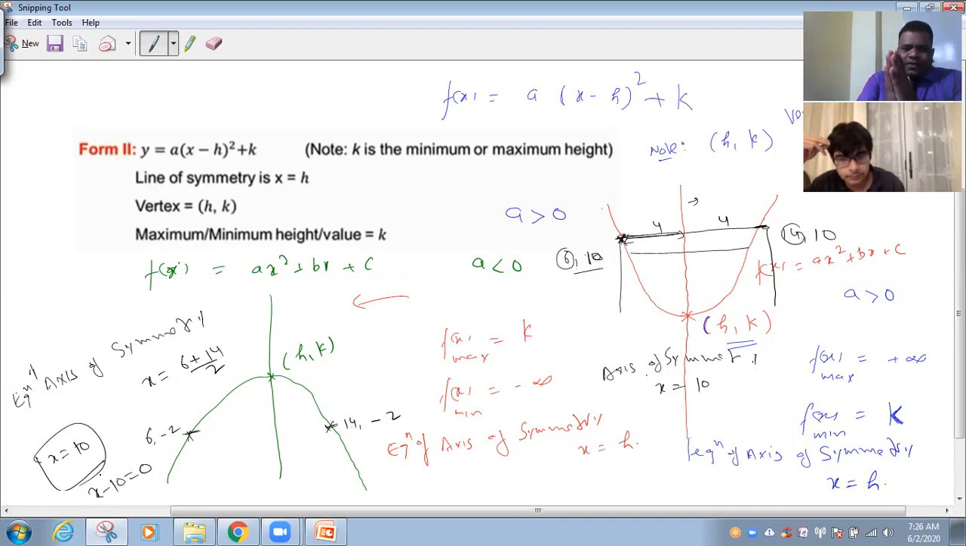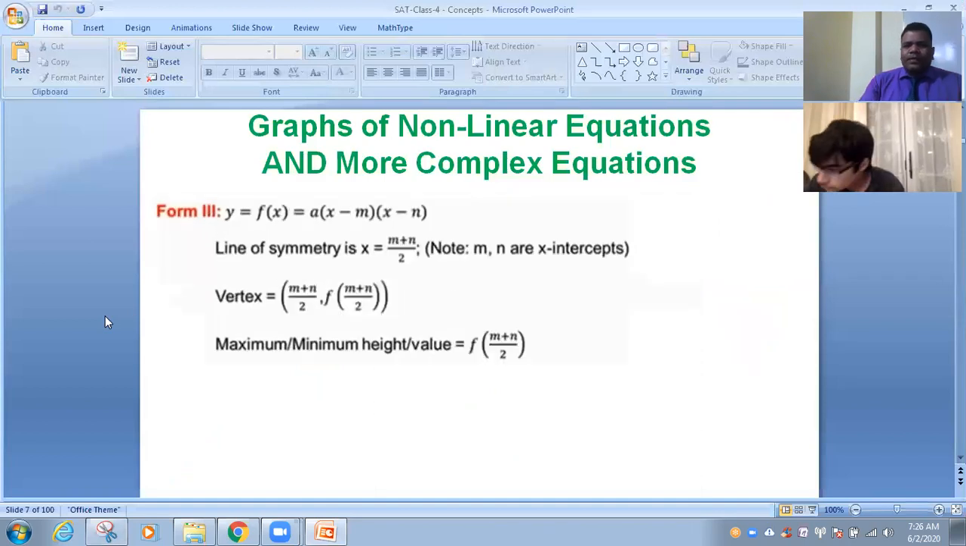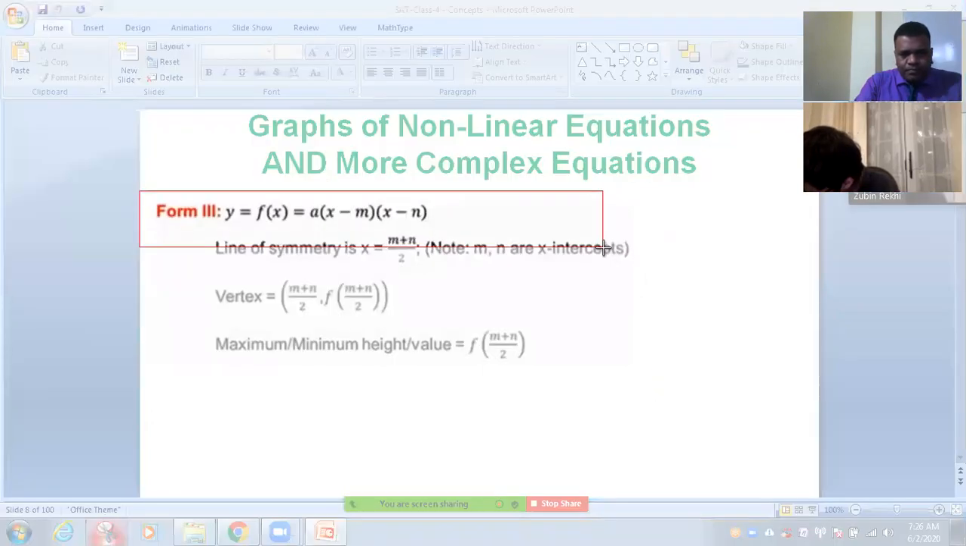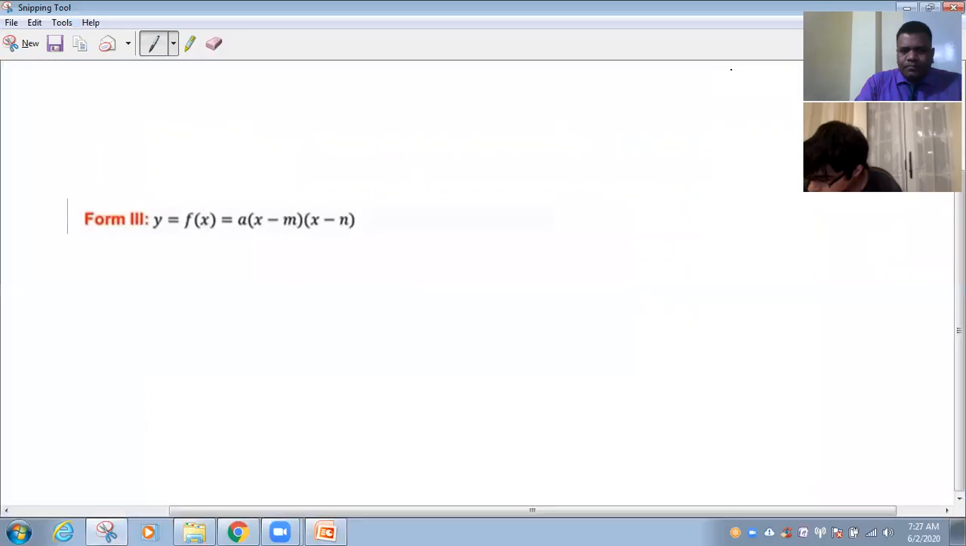So vertex form is also very clear to you. Standard form is also clear. Now we are going to discuss intercept form. The third one is the intercept form of the parabola. First, copy this intercept form of the parabola: y is equal to a(x minus m)(x minus n). This is called the intercept form of the parabola.